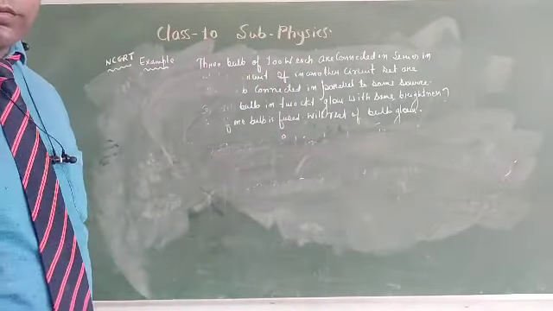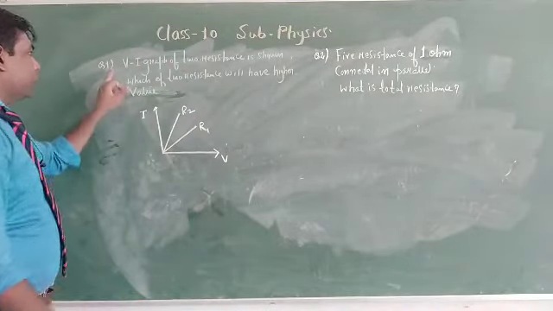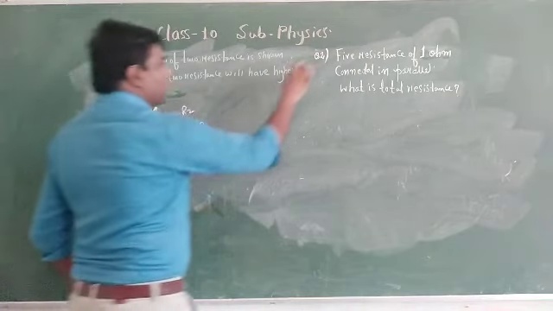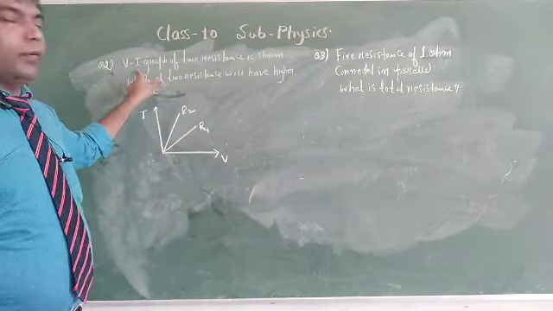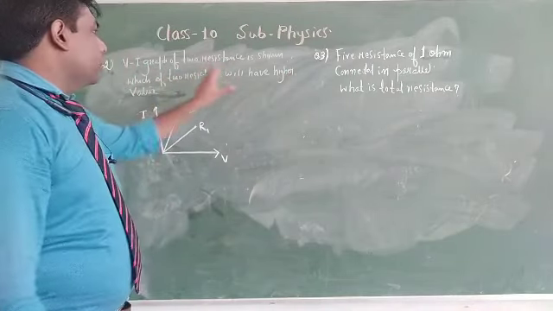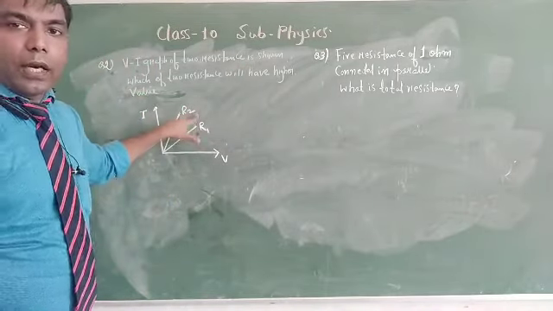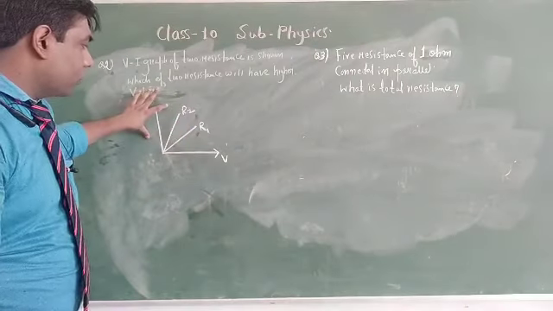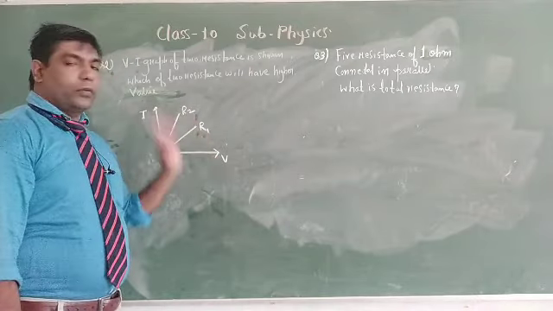So next question. First, let us see question number 2. In question number 2, the V-I graph of two resistances is shown. Which of the two resistances will have higher resistance? Means for resistances R1 and R2, the variation of V versus I is shown. They are asking whether R1 is greater or R2 is greater.